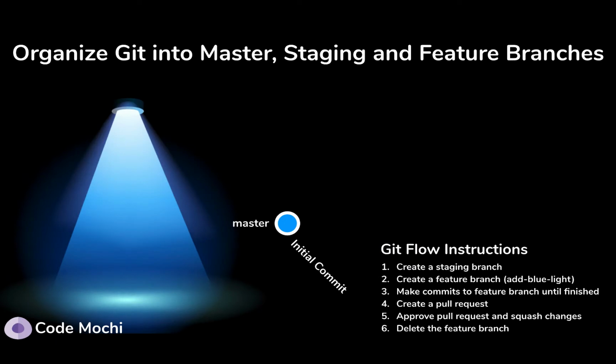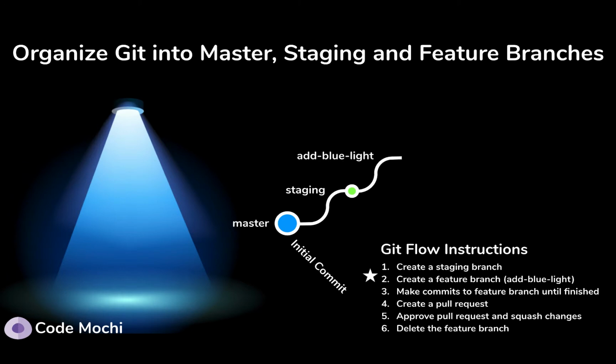You can organize your own project to do this. So step number 1 is you have your repo with your master branch and your initial commit. The first thing you do is you create a staging branch. Then we create a feature branch, which in this case is add blue light.